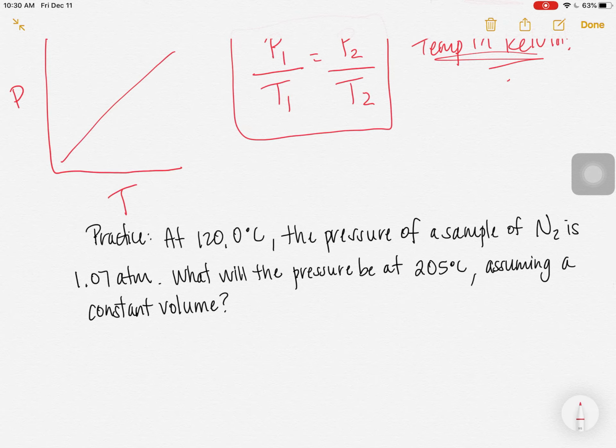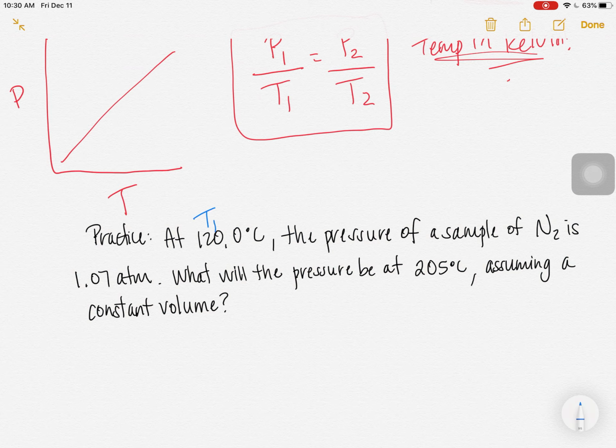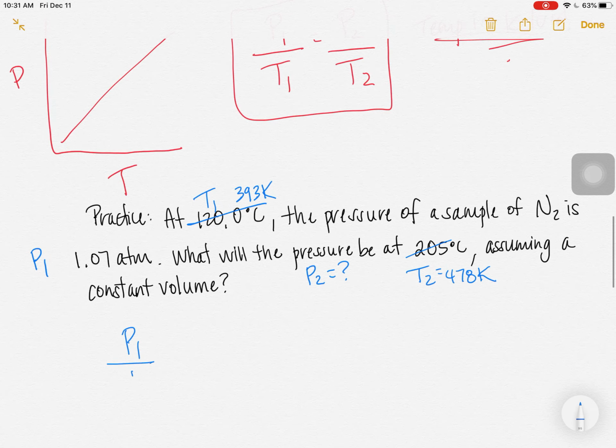So let's try one. All right, so at 120 degrees Celsius, the pressure of a sample of N2 is 1.07 atm. What will the pressure be at 205 degrees Celsius, assuming the volume stays constant? All right, so T1, we need to change this, of course, to Kelvin. So 120 plus 273, that'd be 393. The pressure, here we go, so that's P1. What will the pressure be? So P2 equals question mark at 205 Celsius, so that must be T2, but I gotta add 273 to that, so that makes it 478.